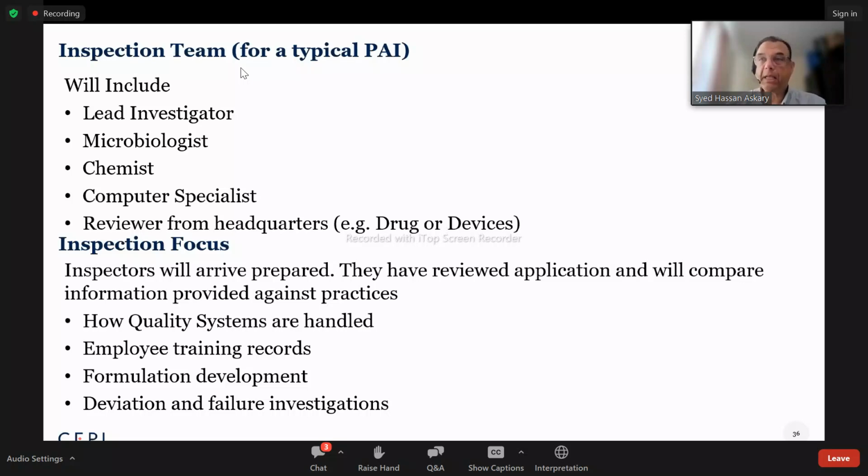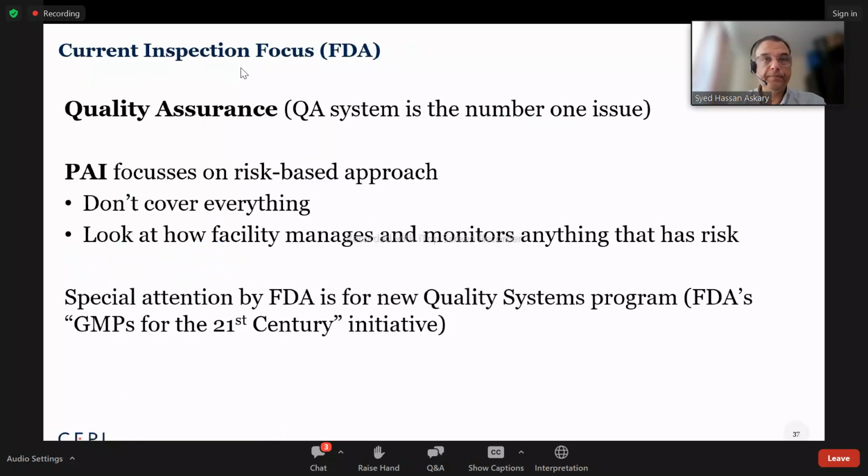This inspection focus is not just for PAI; it could be for all the others as well. In recent years, what has been seen is that FDA's focus is highly on quality assurance, and of course, because in the inspections they cannot cover everything, they are focused. Their focus is highly on quality system programs.